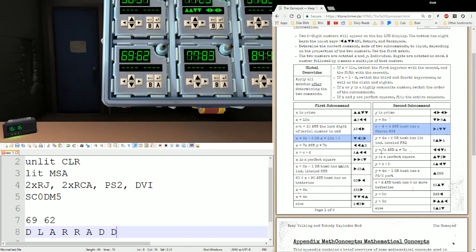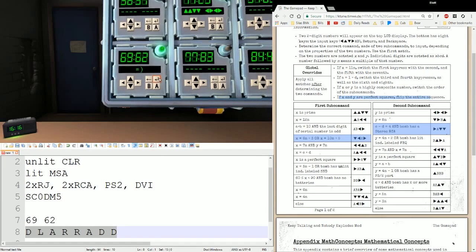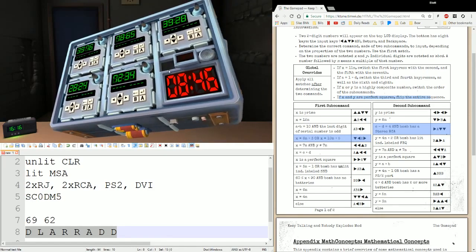Now we look through our overrides. If x is a multiple of 11, nope. If a equals 1 plus d, if 6 equals 1 plus 2, nope. Either is a highly composite number, 1, 2, 4, 6, 12, 24, 36, 48, 60, nope. If they are both perfect squares, nope. So this is our answer. We'll read it to our diffuser a little slowly. Down, left, A, right, right, A, down, down. Submit. Smiley face. Let's do one more.